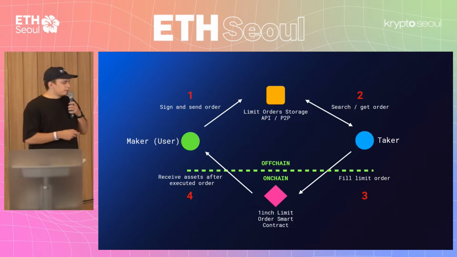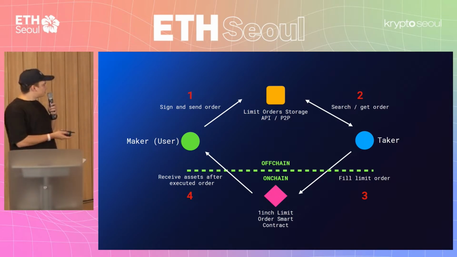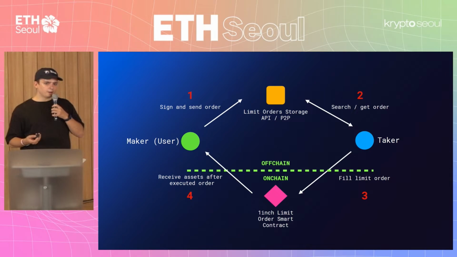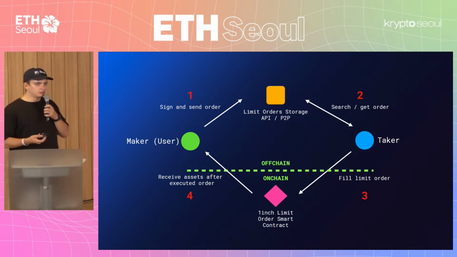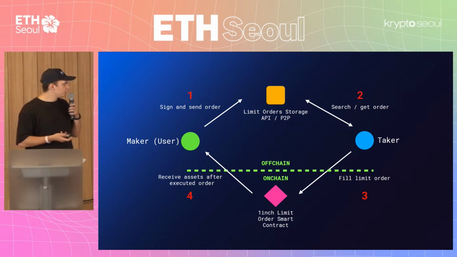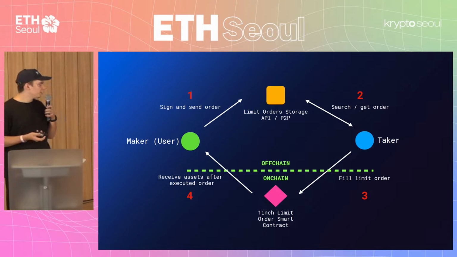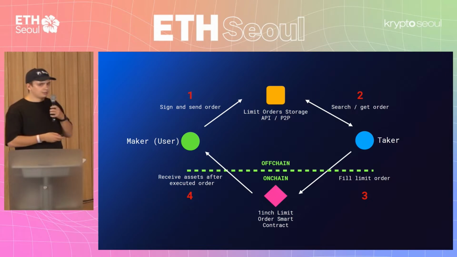It looks pretty much like this. Firstly, the market maker just needs to sign and send the order to our storage of limit orders, to our API. It also can be absolutely decentralized. You can not use any API for that. You can just use a P2P exchange for the limit orders. After that, a market taker searches for suitable limit orders in our storage. After that, the market taker can fill this limit order via our smart contract on chain, paying some gas for it. And after that, basically, the market maker receives the needed tokens based on this order. So it works pretty simply, actually.